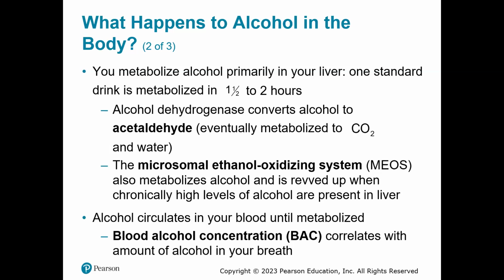And if you have chronically high levels of alcohol present in the liver, there's another set of enzymes called the microsomal ethanol oxidizing system, or MEOS, that will work to get rid of the excess along with the alcohol dehydrogenase. You'll only really see the MEOS working when you have chronically high levels of alcohol in the blood and in the liver. As the alcohol circulates in the blood, it continues until it reaches the liver, and the liver can fully metabolize it and break it down and make it non-toxic to the body.